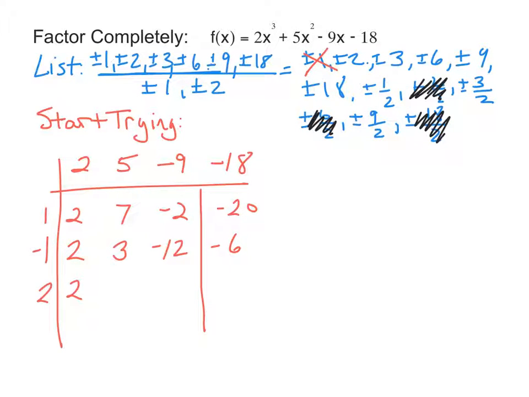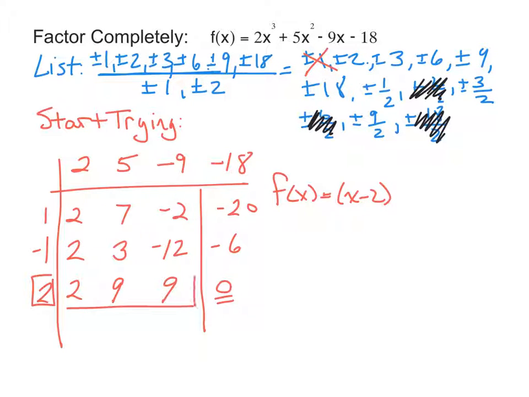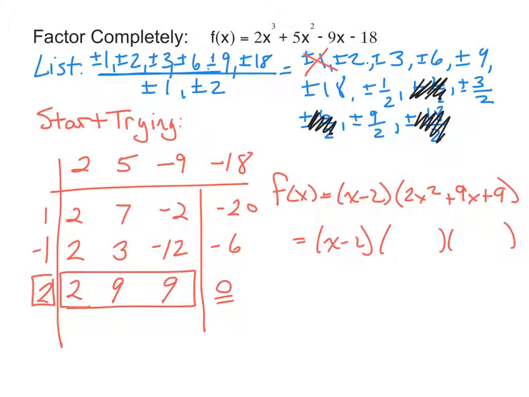2 times 2 is 4. 4 plus 5 is 9. 2 times 9 is 18, minus 9 is 9. 2 times 9 is 18, plus negative 18 is 0. Now that we have that 0, that means that we could rewrite f of x as x minus 2. It comes from right here. And the other one is going to be 2x squared plus 9x plus 9. And that's nice because that second one is just quadratic. We know how to factor any quadratic if it can be factored.